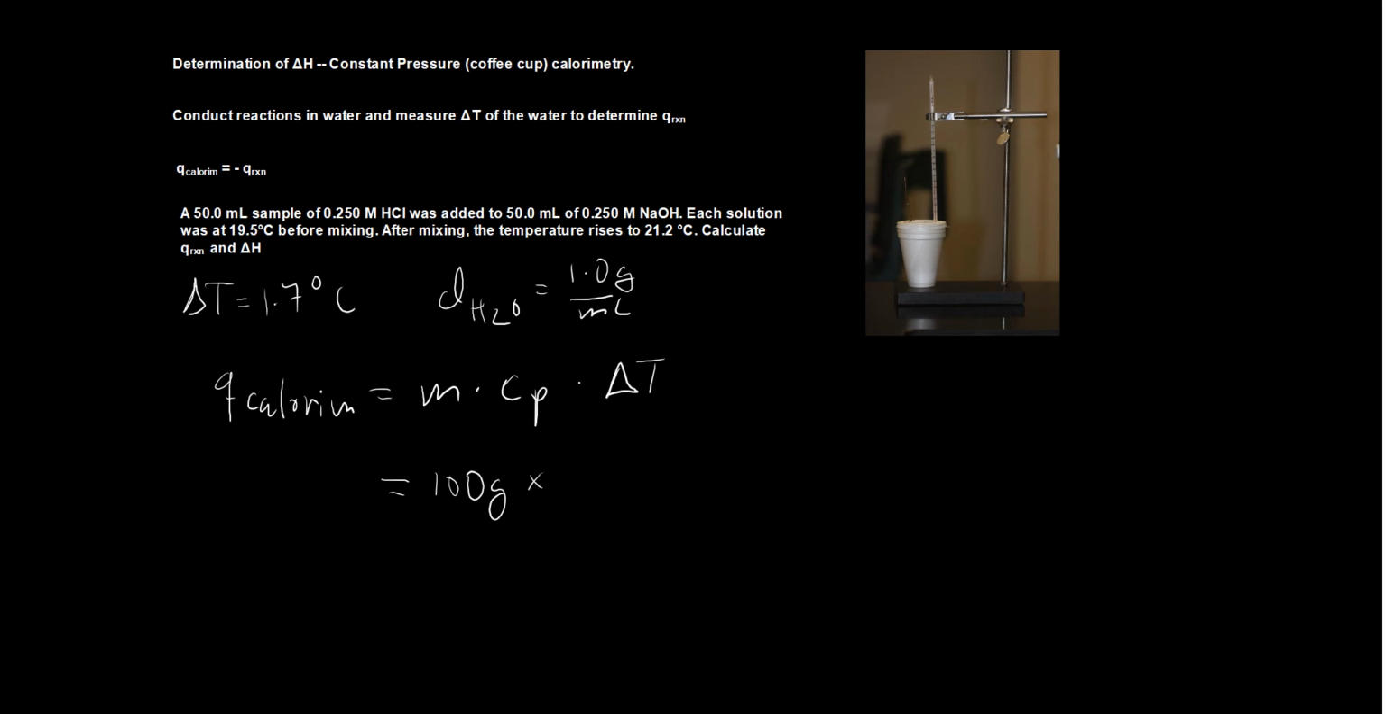times the specific heat, 4.18 joules per gram times degrees Celsius, times delta T, 1.7 degrees, and the units cancel out nicely. We're left with 711 joules.